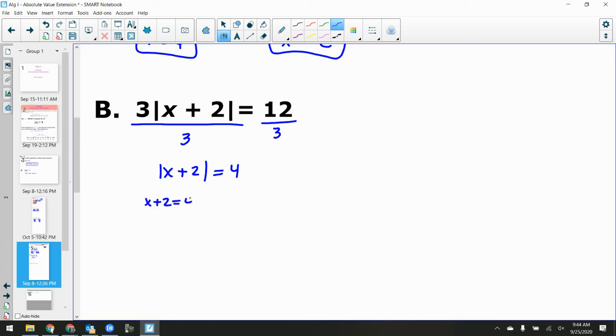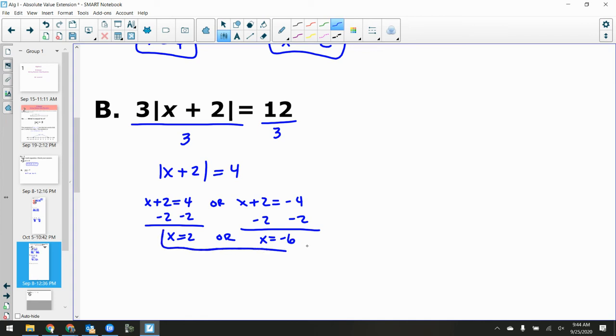So x plus 2 is equal to 4, or x plus 2 is equal to negative 4. We subtract 2, so we get x is equal to 2, or negative 6. Don't believe me? Check the answer. 3 times 4 would get us 12. Plug in the negative 6. Negative 4 would turn positive 4. Times 3 is 12. It does check out. Questions about that?